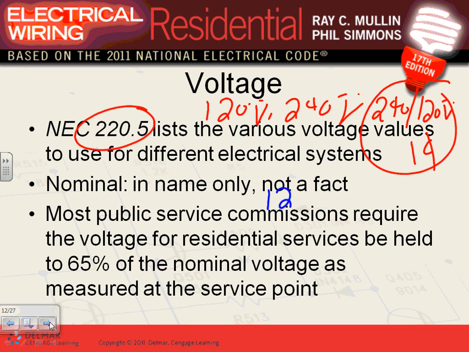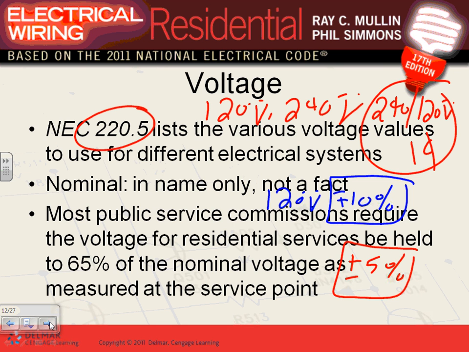If I have 120 volt here, most of the time you want to be within, I hate to use this, plus or minus 10%. That's the extreme 10%. The extreme, plus or minus. The best design is probably plus or minus 5%. Is 65 a typo? With 65%. Voltage for residential services be held at 65 of the nominal voltage, yes.